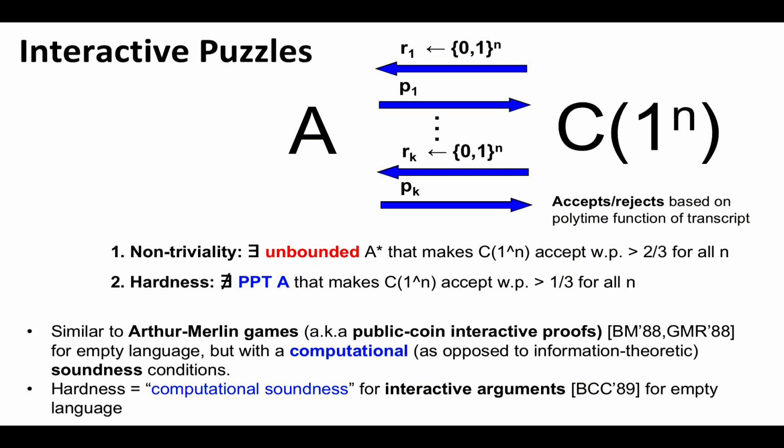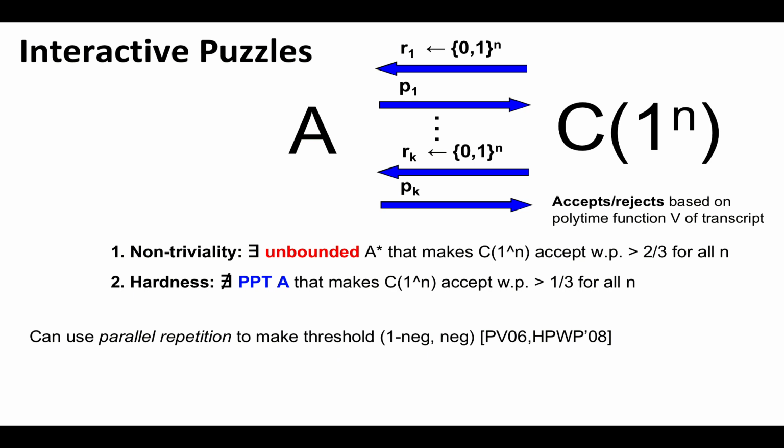Now the fact that these are very similar to interactive arguments is going to be a very good thing for us, because there's been a lot of literature studying interactive arguments, and we can leverage that. In particular, these 2/3 and 1/3 are not great. We'd like to reduce them. We'd like to get the completeness of this non-triviality, saying that they can win with probability 1 minus something very small, and hardness to say nobody can win except with very small negligible probability.